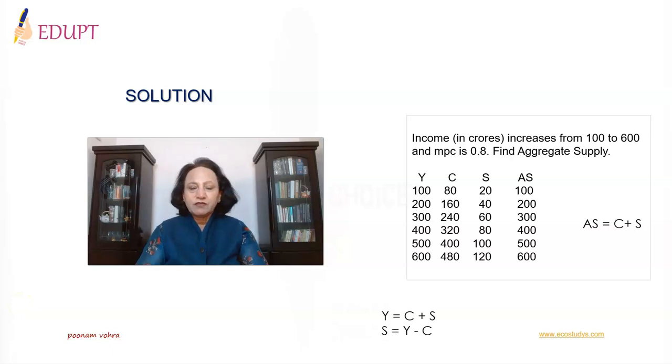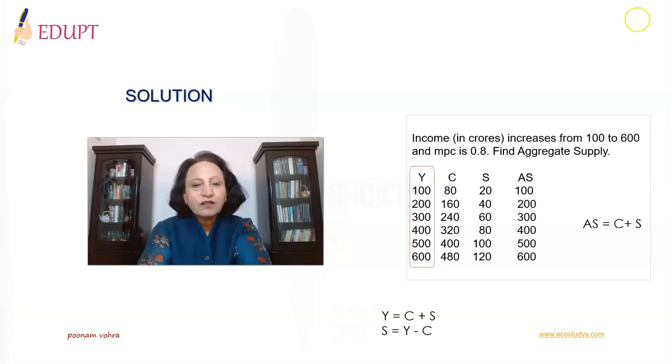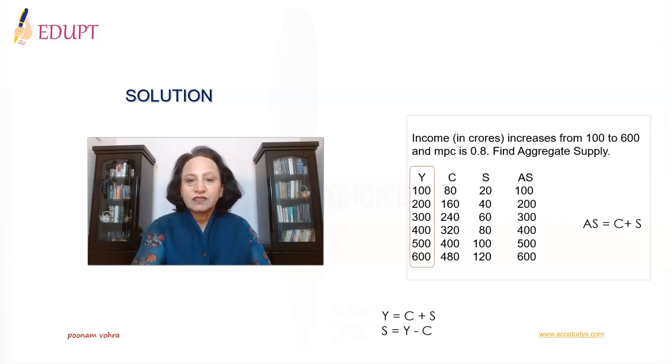Here income has been given, which increases from 100 till 600. Consumption is given as 0.8. That is, when income is 100, consumption is 80. When income is 200, consumption becomes 160. That is, 80% of the income is consumed. When income rises to 300, now it is 80% of 300, which is 240. Similarly, one can find consumption in each case. Once consumption is known, now it is easy to find savings.